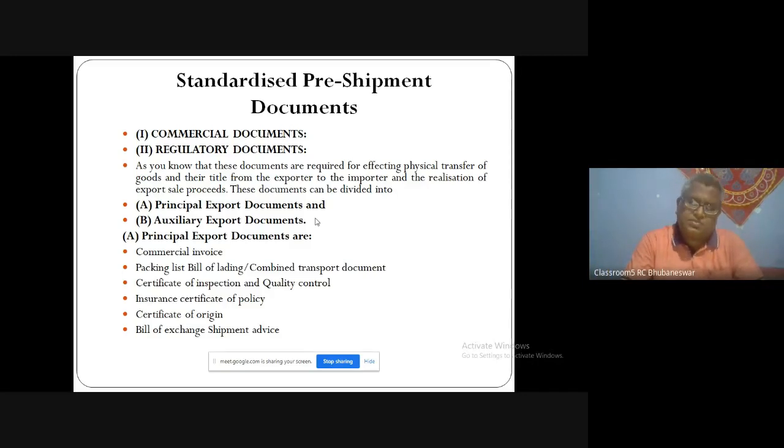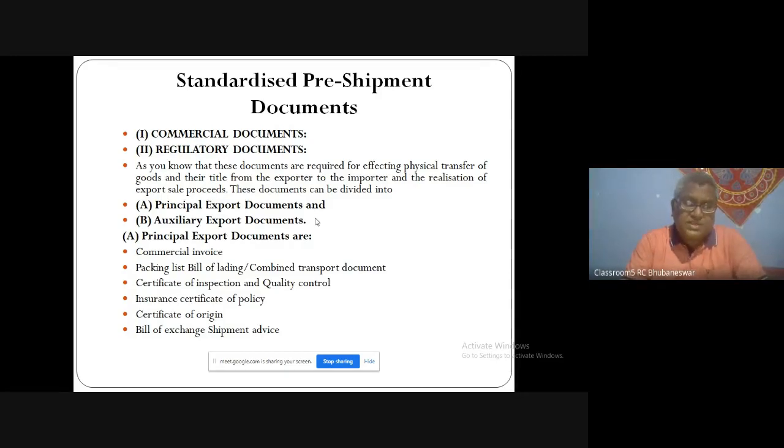Like commercial documents and regulatory documents. That is called the physical transfer of goods. You see in my slide it is clearly stated: physical transfer of goods and title from the exporter to the importer for realization of export sale proceeds. That document is divided into two parts: one is principal export documents, another is auxiliary export documents.